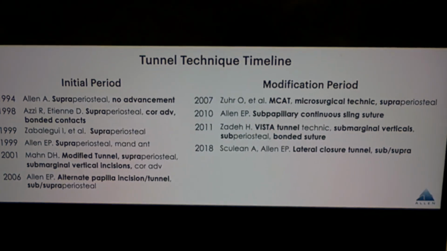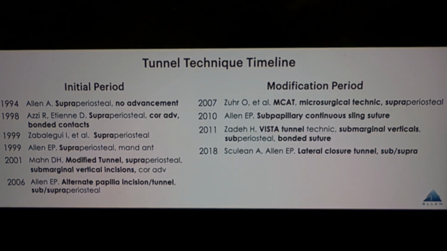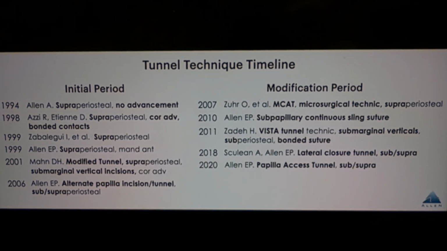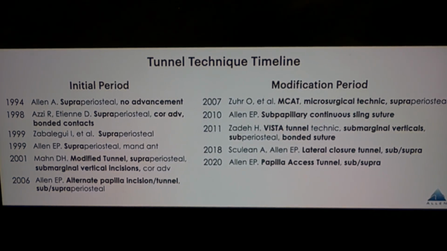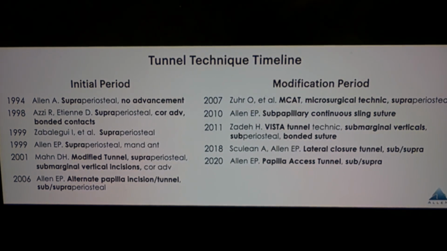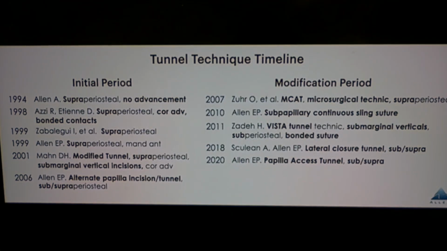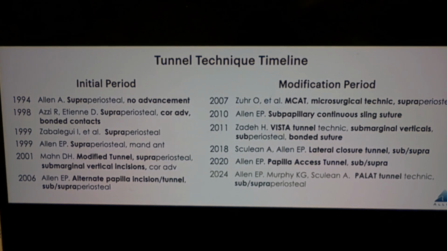In 2018, I published with Tony Sculean the lateral closure tunnel method, and that was a sub and supraperiosteal dissection. And in 2020, I published the papilla access tunnel that's really impacted what I do. I've been doing it for at least 10 years, on occasion, and I apply it now pretty much routinely in the lower anterior, and once again, sub and supraperiosteal dissection.